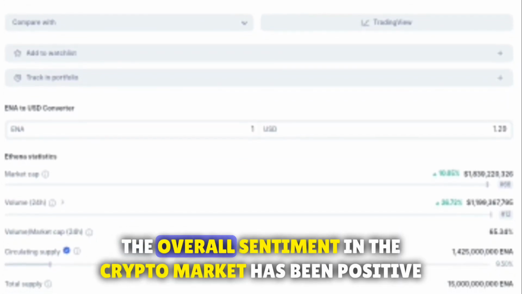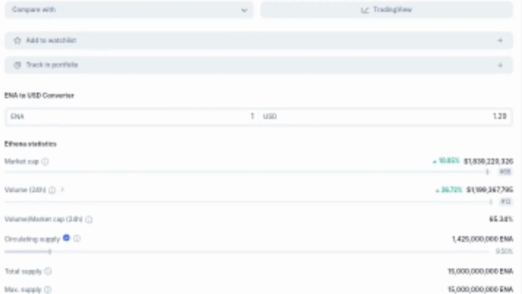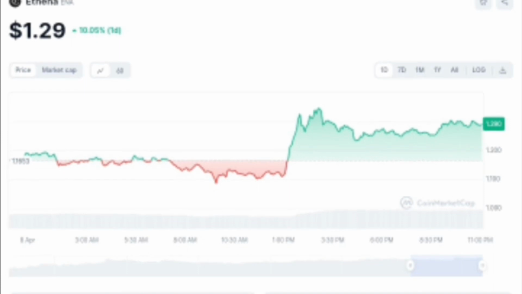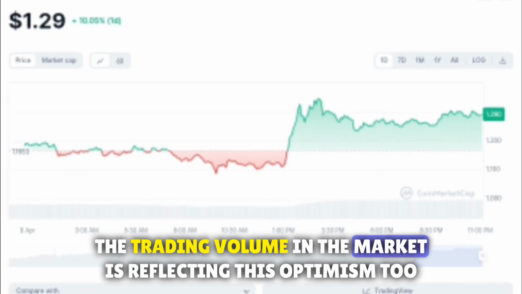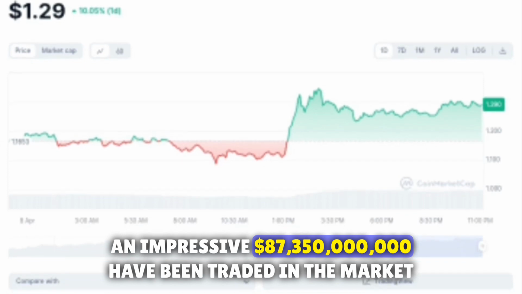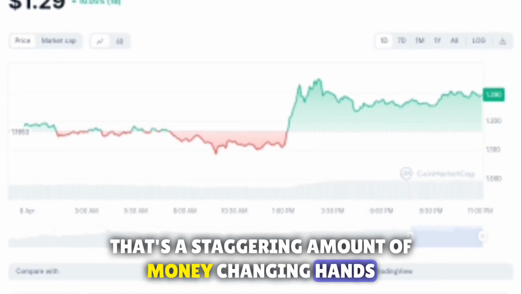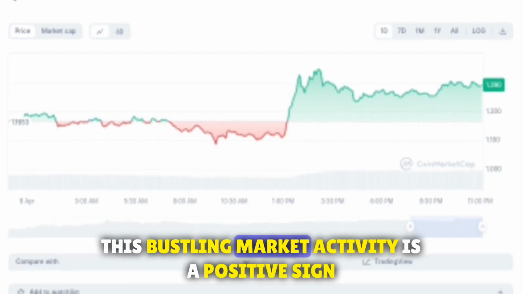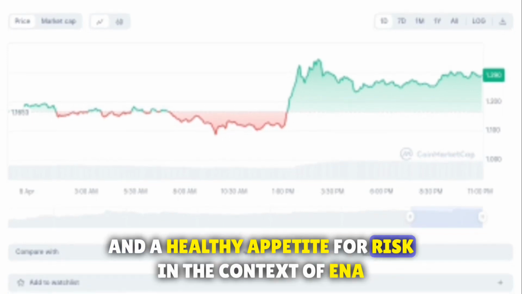To add to this, the overall sentiment in the crypto market has been positive, further fueling the rise of ENA. The market is currently up by 4%, a notable uptick in an industry known for its volatility. This positive sentiment isn't just confined to percentages, though. The trading volume in the market is reflecting this optimism, too. An impressive $87,350,000,000 have been traded in the market. That's a staggering amount of money changing hands, reflecting high investor confidence and a vibrant trading environment. This bustling market activity is a positive sign, signaling strong investor interest and a healthy appetite for risk.